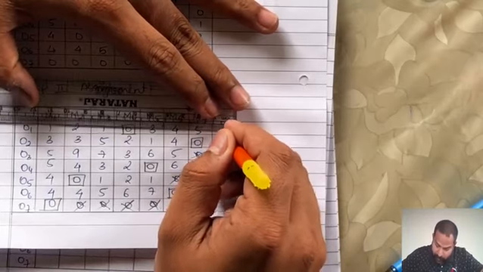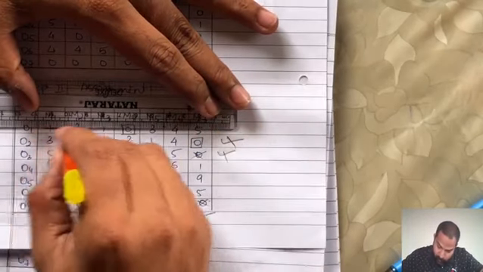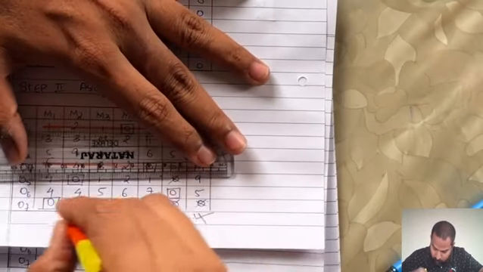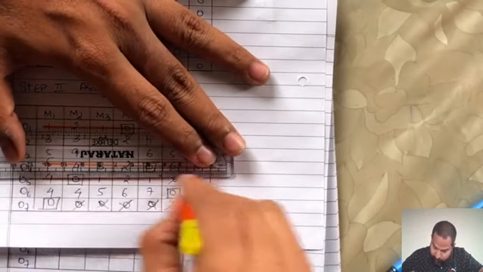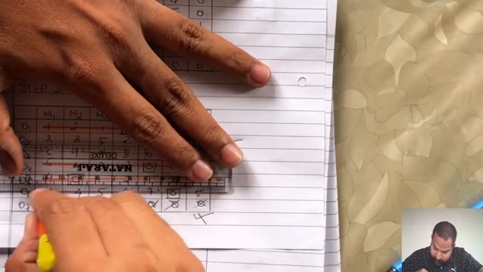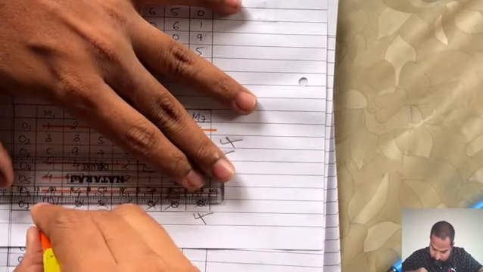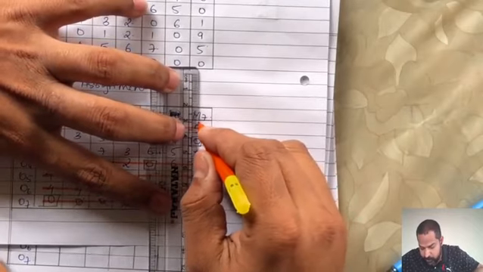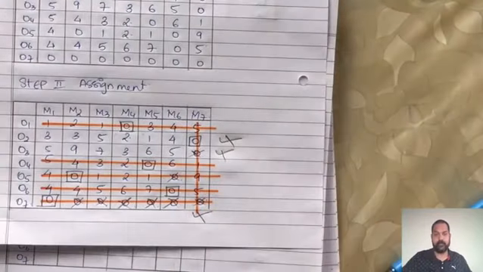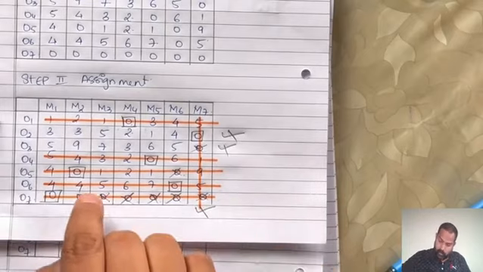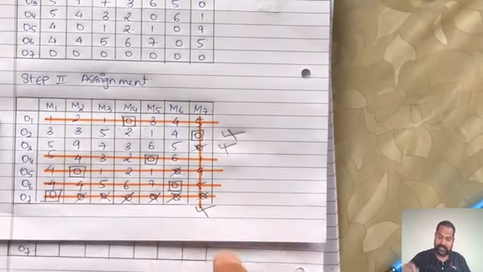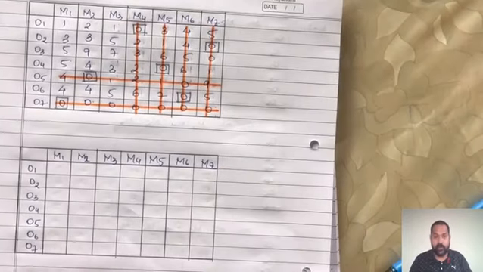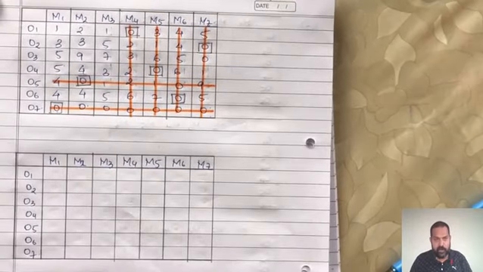Well, unmarked rows are row number 1, row number 4, row number 5, row number 6, row number 7, and there is just one marked column. How many lines have you drawn? 1, 2, 3, 4, 5 and 6. Have you covered all zeros? Yes. How many lines have you drawn? 6. Have you covered all zeros? Yes.